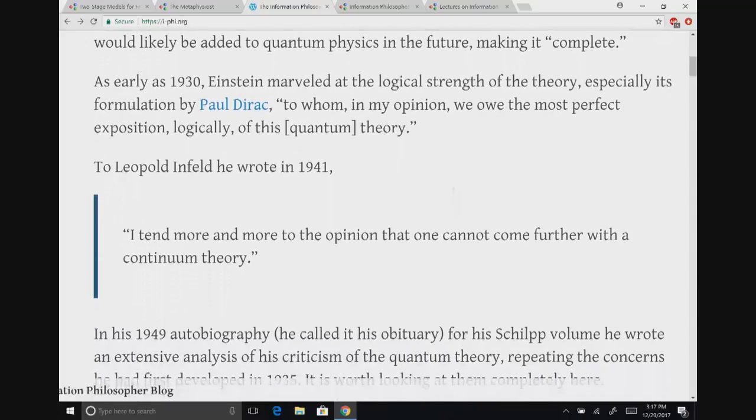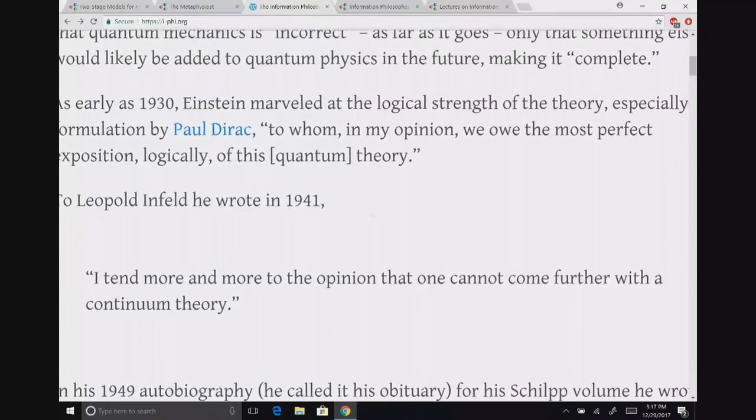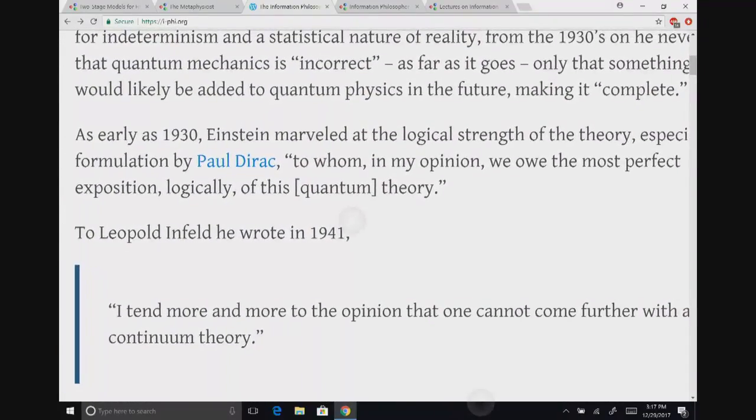Now, as early as 1930, Einstein marveled at the logical strength of the theory, and especially its formulation by Paul Dirac. He said, quote, "to whom, in my opinion, we owe the most perfect exposition logically of this theory."